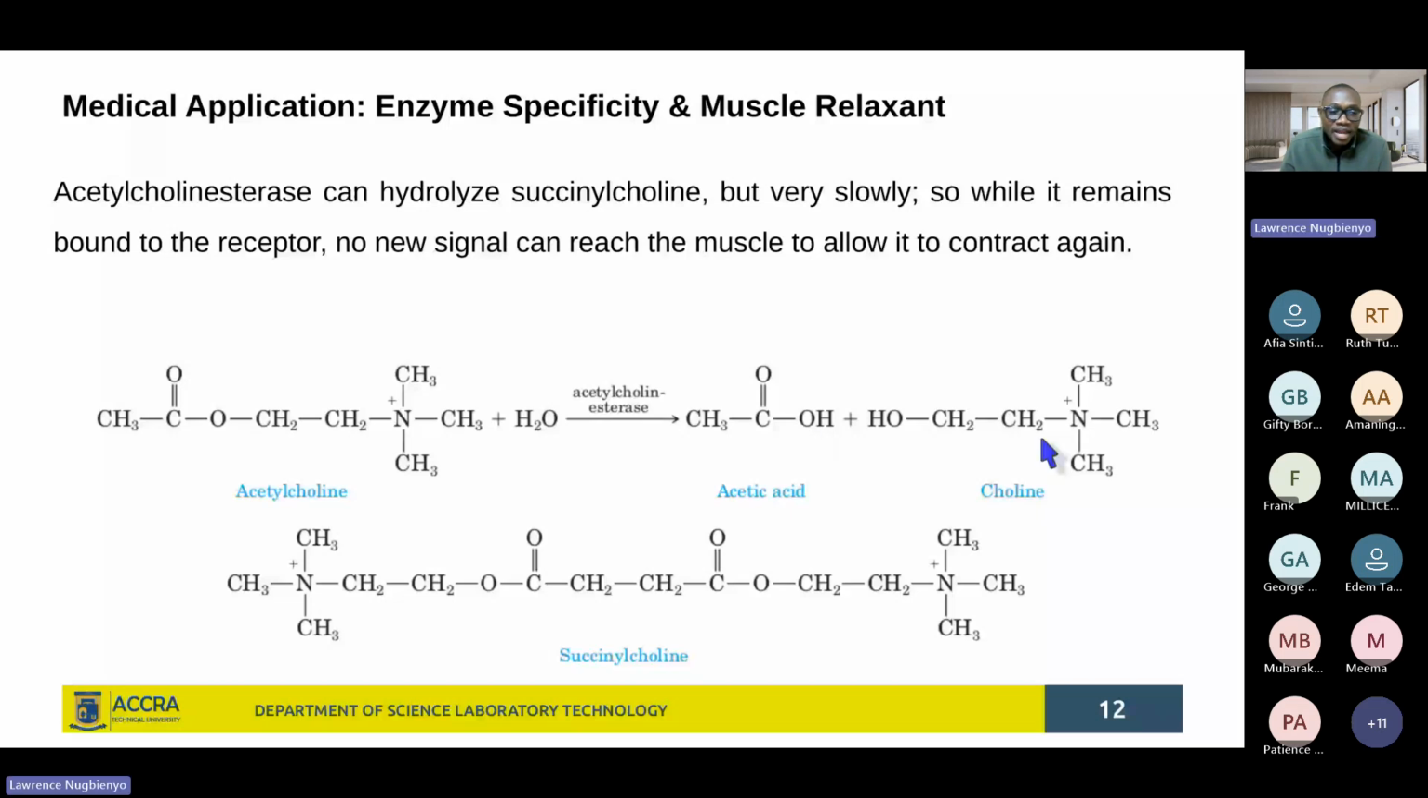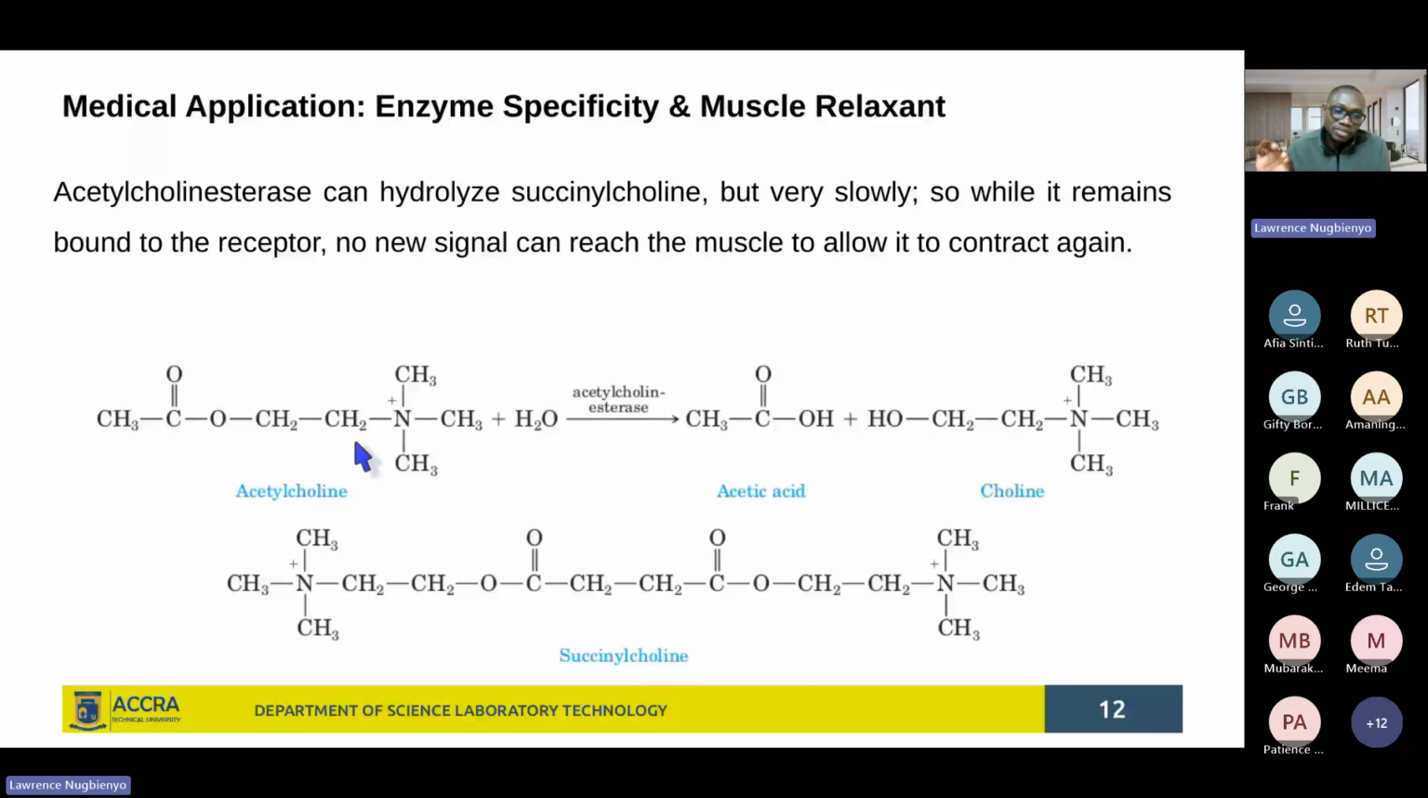Right. Now, acetylcholine is a neurotransmitter, sort of signals muscles to contract. So it's involved in that contraction and relaxation of muscles. And how does it act?